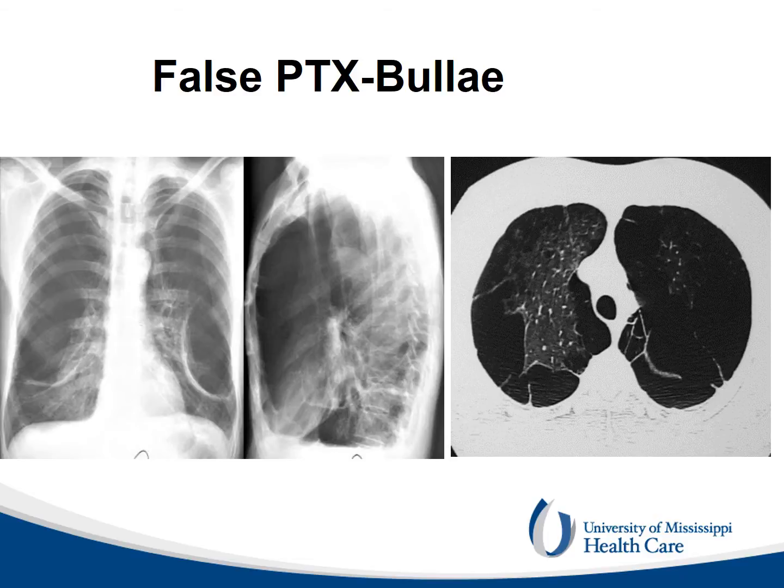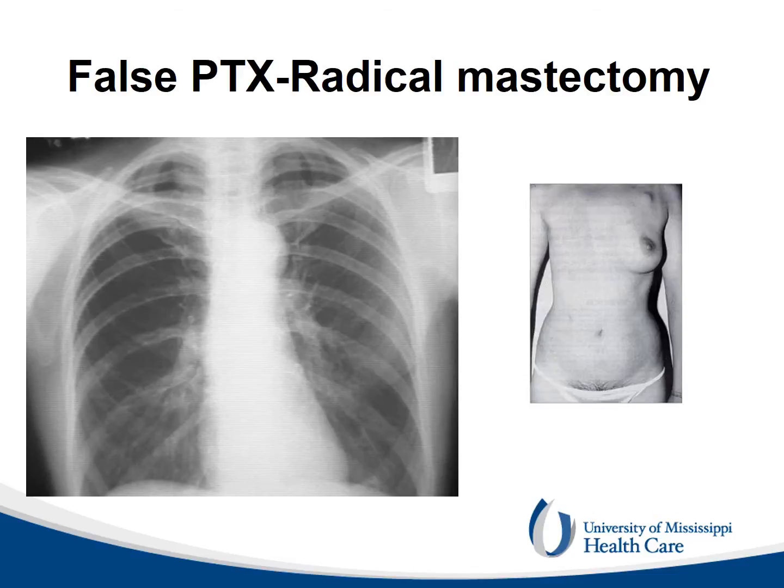Also, giant bullae can be erroneously interpreted as pneumothorax on a chest X-ray and a chest CT. However, the presence of compressed adjacent lung and the location in the upper lobes may help clarify the diagnosis. Less commonly, the lack of breast tissue following a mastectomy produces a hyperlucency which could be interpreted erroneously as a pneumothorax on a chest X-ray.